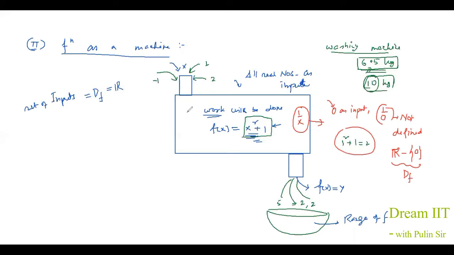So in this machine, roughly what we have understood: all inputs, meaning all acceptable inputs, constitute the domain. Remember it. All acceptable inputs make up the domain, and the outputs give you the range.